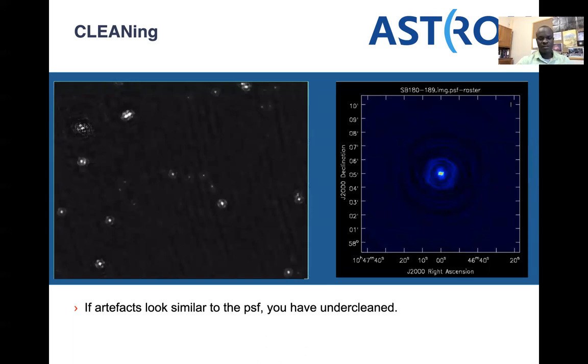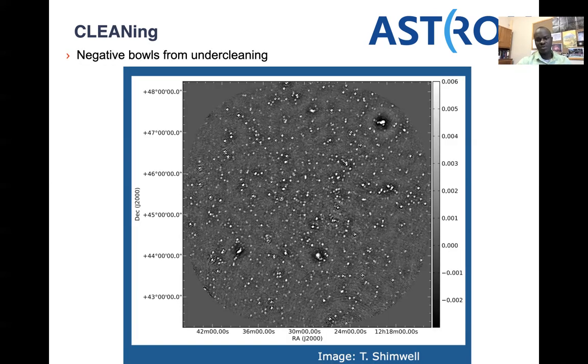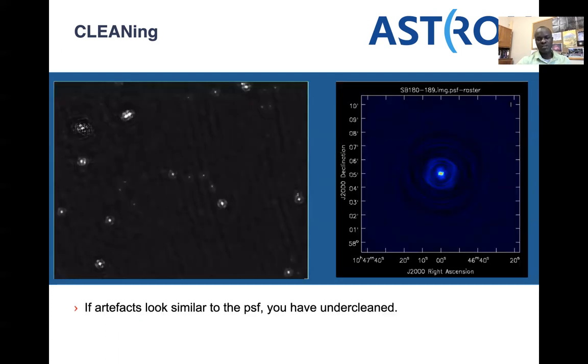And one way of knowing whether you have undercleaned is to zoom into some of the negative bowls around any of the point sources. If it looks similar to your point spread function, your PSF, which you will always get, for example, if you run this in CASA, whatever the name of the file, .image.psf. This point spread function is equivalent to the beam that you use to recover the real emissions from your image. So if you can find this pattern to be similar to what you see after your clean, then you know that you have really undercleaned.